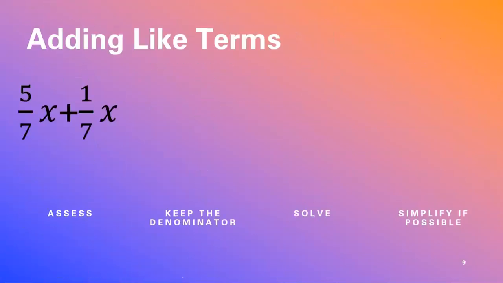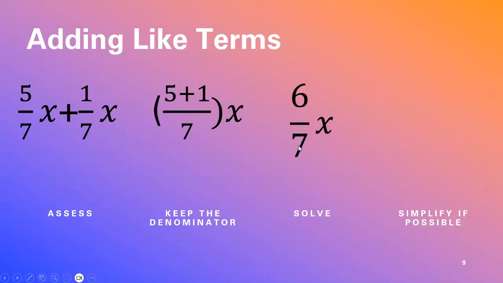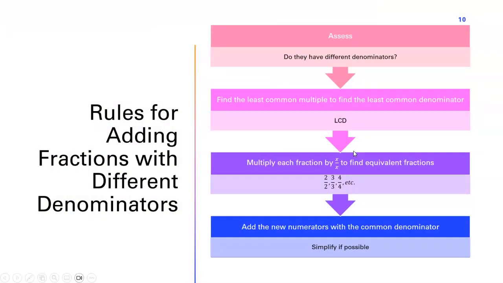If you want to add like terms, here's an example. So you have 5/7 x plus 1/7 x. You need to factor out the x so you can combine your fractions. So you have 5 plus 1 over 7 with your x on the outside. Then you can solve your fraction, which gives you 6/7, and then you can distribute your x back onto your fraction. And you cannot simplify this. 6/7 x is already as simplified as it can be.